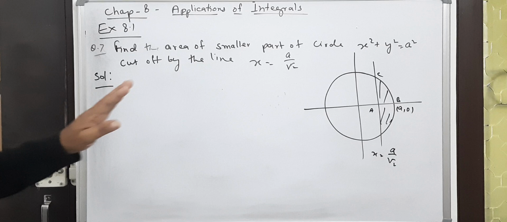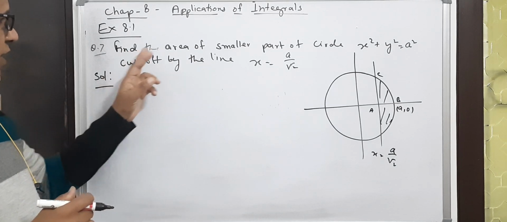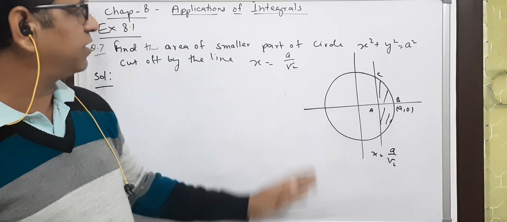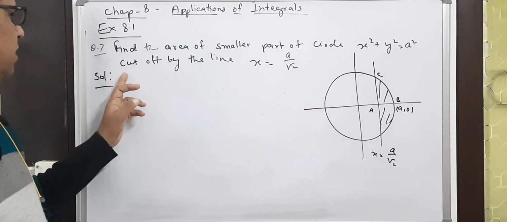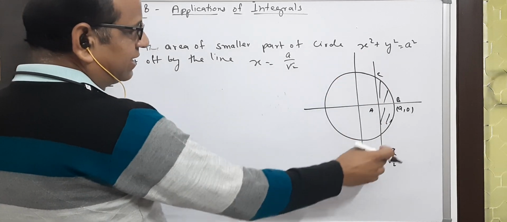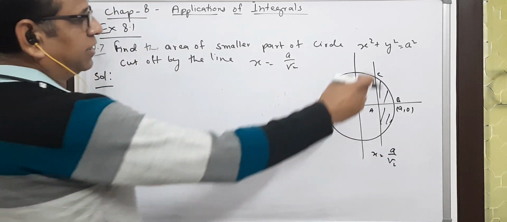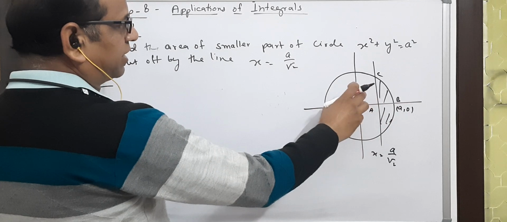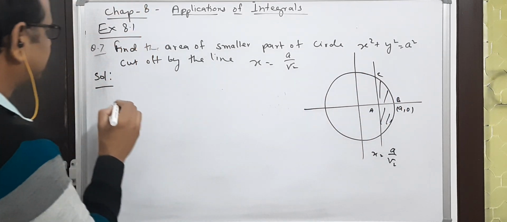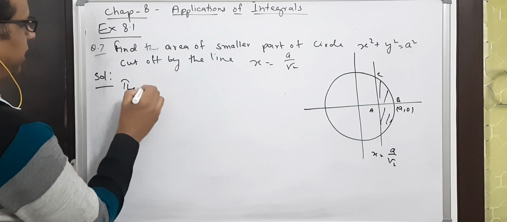Yes, see, another problem. Find the area of the smaller part of the circle. This is a circle and we have to find the area of the smaller part of this circle cut off by the line x equals a by root 2. See, this line is x equals a by root 2, and now this line is cutting the circle. One is big part and the other is small part. We have to find this small part. That is the required area.